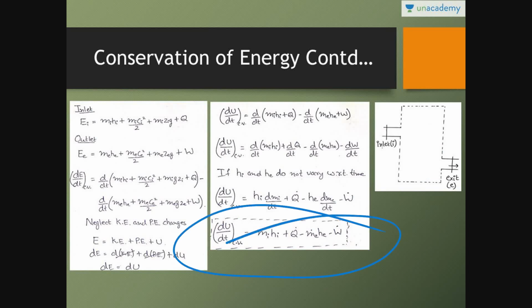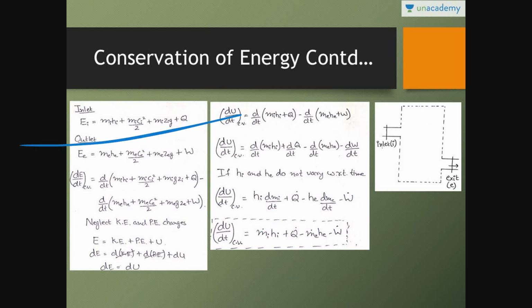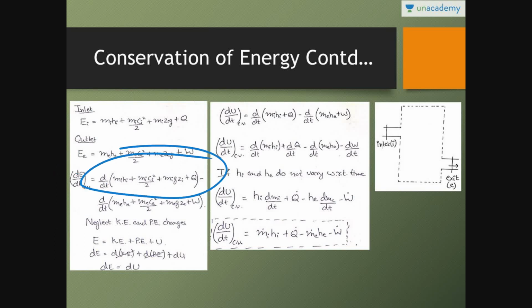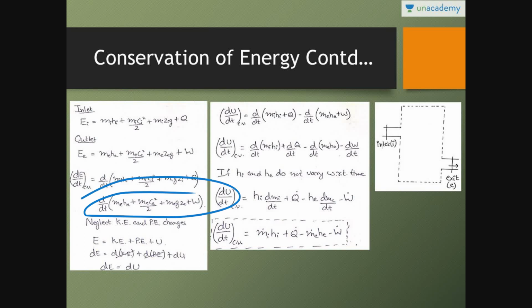What we have done in this particular state is total energy at inlet and total energy at exit. These two are not equal because there is some kind of energy accumulation in control volume. कुछ ना कुछ energy accumulate होगी in control volume में. So dE/dt in control volume is equal to total energy at inlet minus total energy at exit. We are neglecting the kinetic energy and potential energy, cancelling it out. So dE is equal to dU.